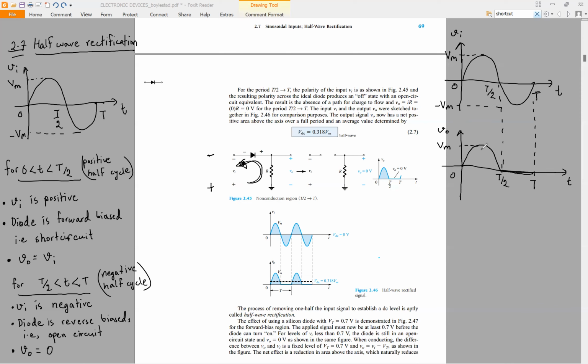Now, what is the average value of this output? The average value of a half wave rectifier, the DC value, you can say VDC, is nothing but 0.318 Vm. This is the VDC for a half wave rectifier.